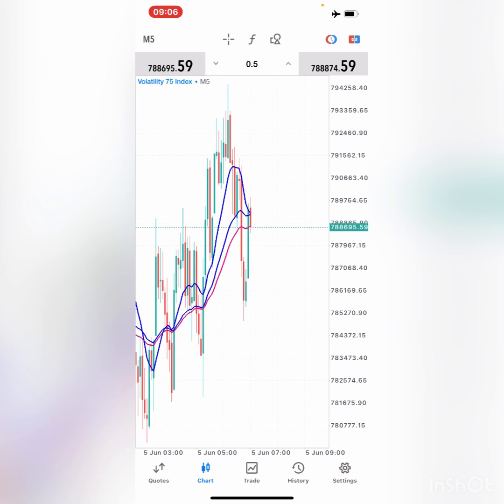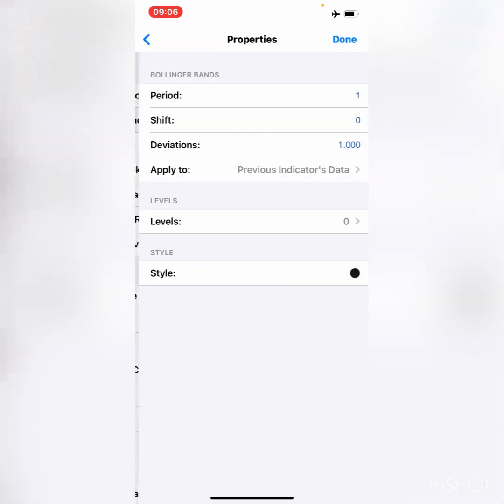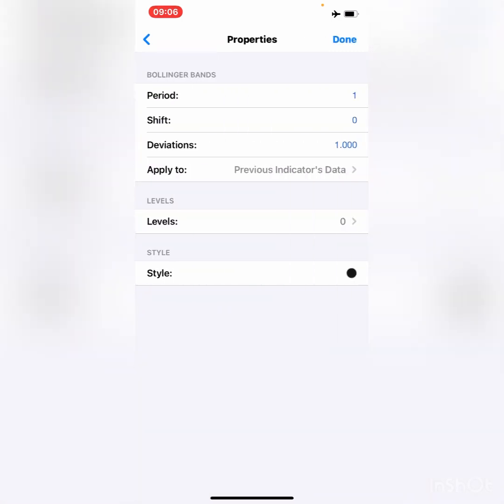And then lastly, for our main chart, I'm going to install Bollinger Bands, and these Bollinger Bands will have the following properties: a period of 1, a shift of 0, deviations of 1, and then apply to previous indicator's data. The color I chose is black. This will be a very key indicator in our strategy because it's going to be telling us support and resistance. So make sure you have this in a color that you always remember, a very bright color. I chose black because I have a white background.